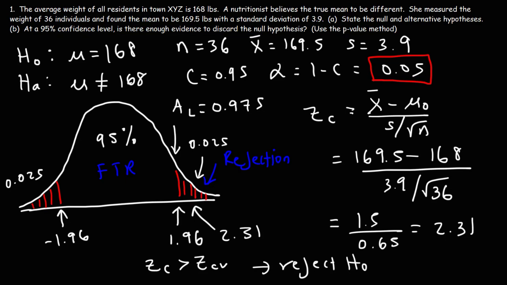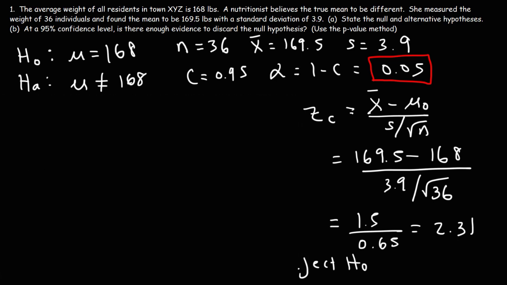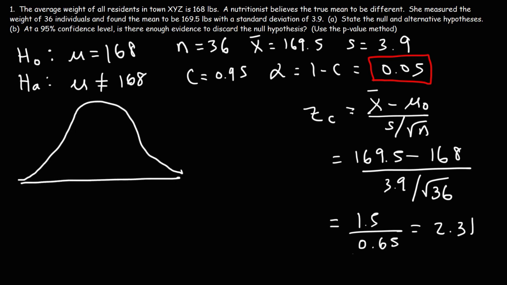So now let's go back to the p-value method. So let me just erase a few things. Now I'm going to redraw the picture first. We still have a two-tailed test. But what I'm going to do now is I'm going to put the calculated z-value on the normal distribution.